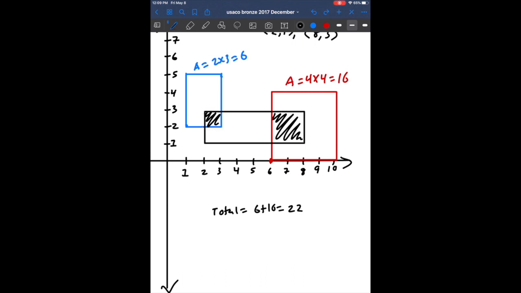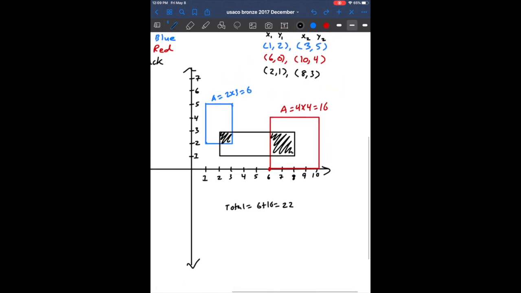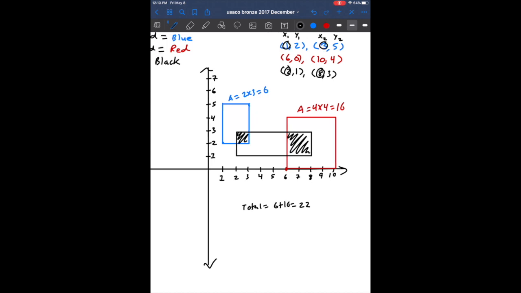So how would we find the area of this intersection right here? We know that x2 will always be greater than x1, and y2 will always be greater than y1. So what we want is the minimum of the x2s and the maximum of the x1s, and then when we subtract them, hopefully it gives us a positive number, which means that there is an intersection. So let's try that out.